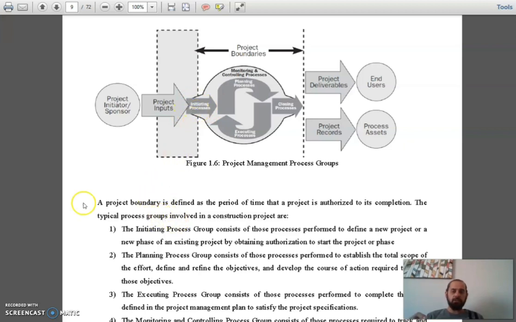As we said, the initiating process consists of those processes performed to define a new project.